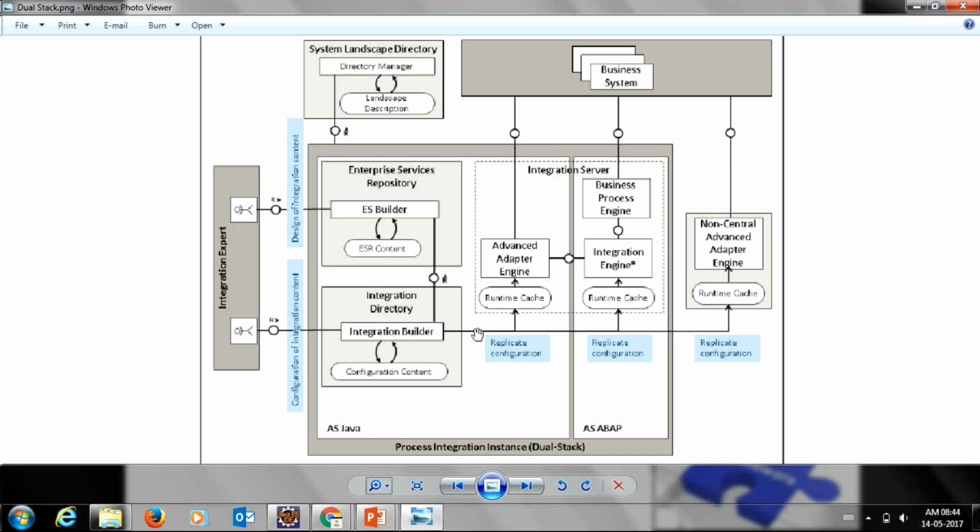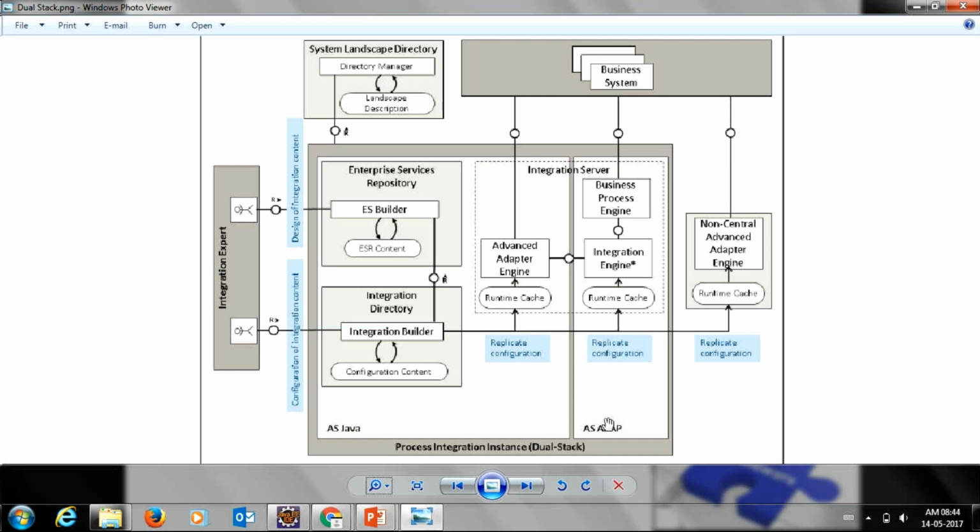And your integration directory, where you configure your content, are based on your Java stack. In the bottom, you will find this whole box is Java stack, and this box is your ABAP stack. In ABAP stack, you have the integration engine and business process engine.